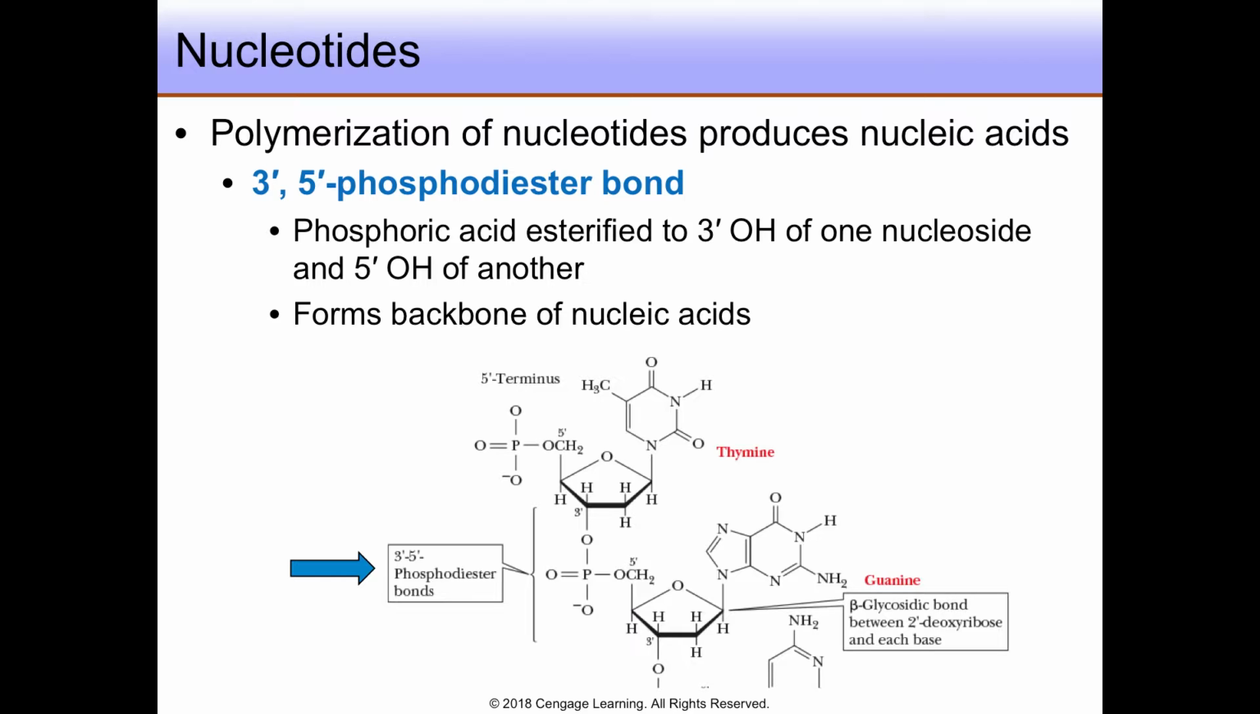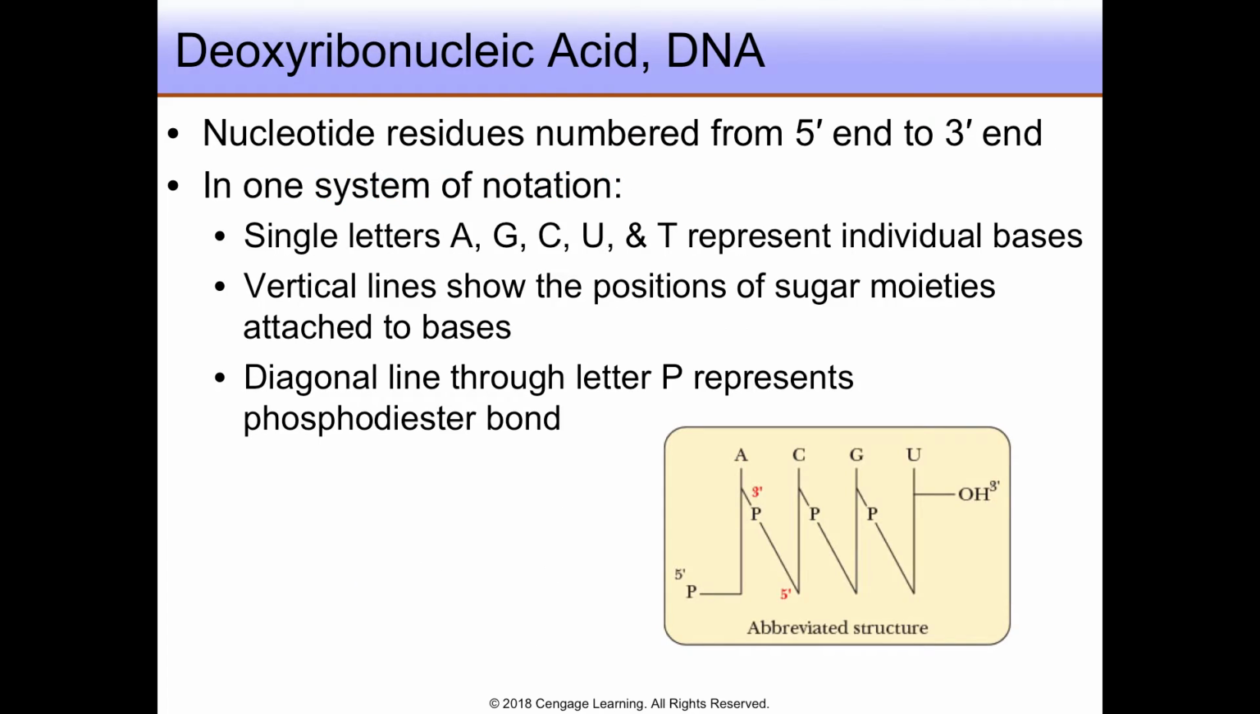Note the presence of the phosphate group joining these residues, and that it is an ester group with a phosphorus rather than a carbon atom. Because the phosphate is esterified to two nucleosides, it is a phosphodiester bond. This structure forms the backbone of all nucleic acids.